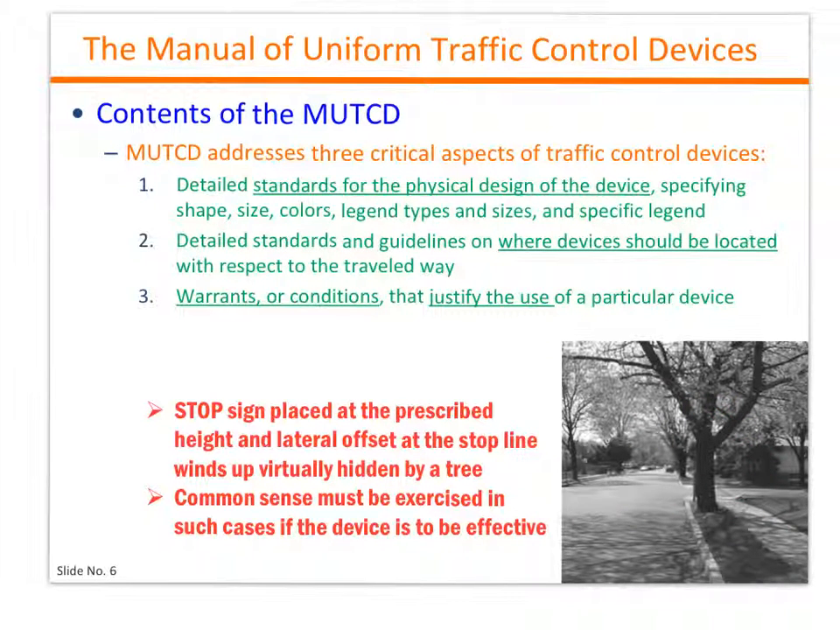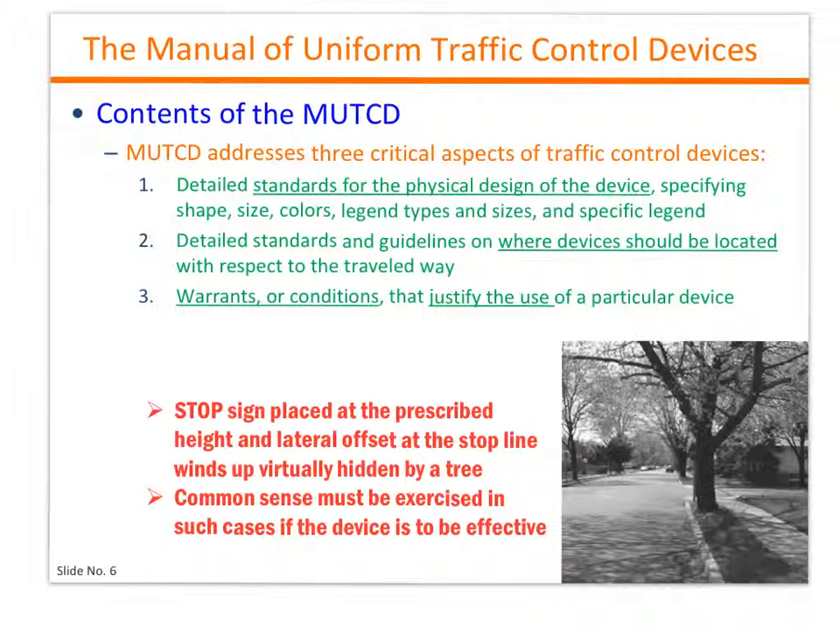So again, it gives us that standard of where to put it. And also, the MUTCD provides us with warrants, or conditions, that justify the use of a particular device. For example, for a traffic signal, we're going to learn that the MUTCD shows several conditions that govern the usage of a traffic signal. I cannot use a traffic signal at every single intersection. There must be some conditions. If we get them satisfied, then we can place a traffic signal at that location.